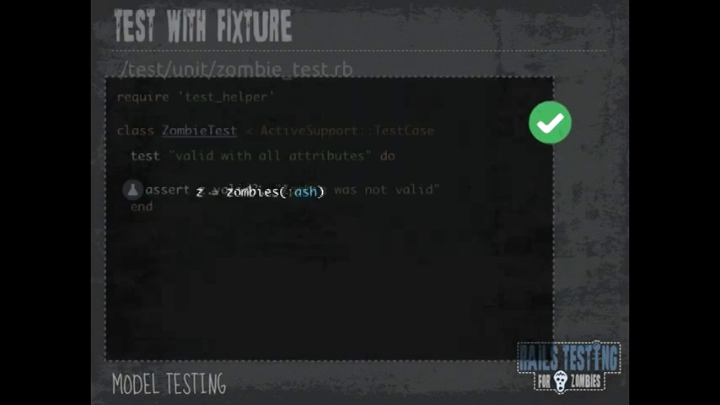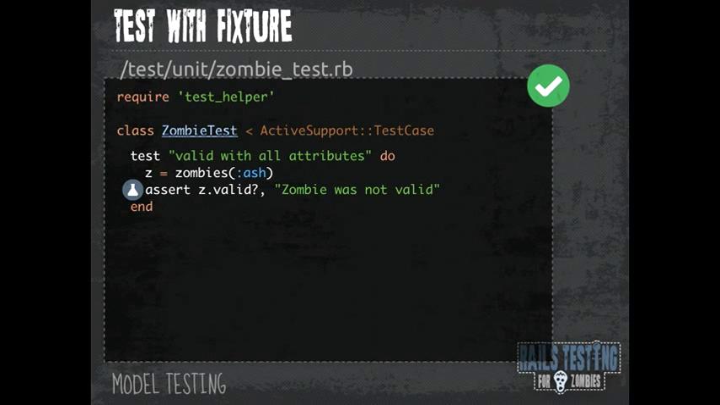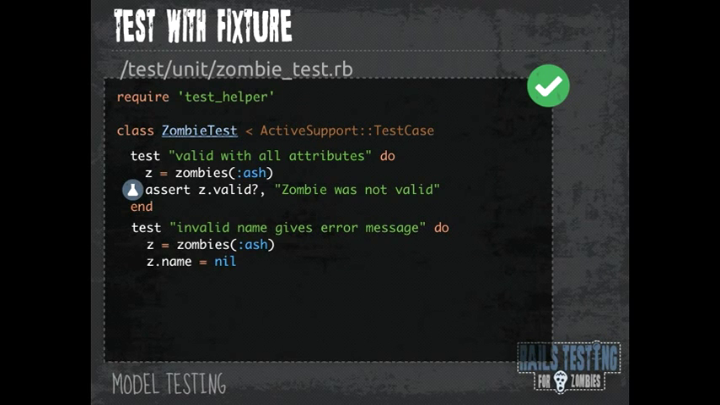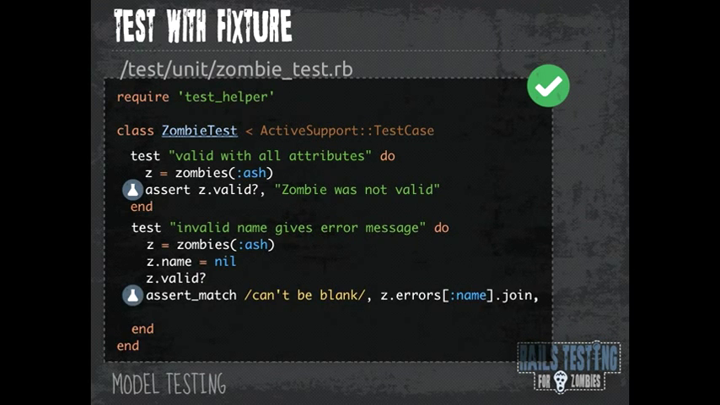Now we can take that command, move it back into our test. Let's go ahead and create another test too called invalid name gives error message. So here we're going to set name equals to nil. So we're sort of resetting our fixture, checking to see if it's valid. And we're going to assert that the can't be blank validation message gets put into the errors hash properly. And if not, it's going to give the failure message, presence error not found on zombie.